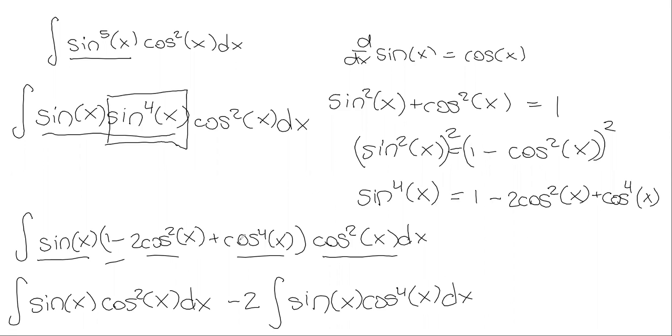And then our very last term is going to be positive. We're going to have plus the integral of sine of x. And then we're going to combine this cosine to the fourth power of x with this cosine squared of x. If we multiply those together, we get cosine to the sixth power of x.